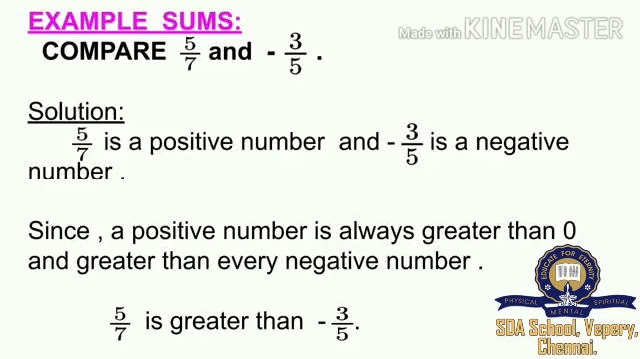For example, compare 5 divided by 7 and minus 3 divided by 5. 5 divided by 7 is a positive number, right? And minus 3 divided by 5 is a negative number. Since a positive number is always greater than 0 and greater than every negative number, 5 divided by 7 is greater than minus 3 divided by 5. Here you can easily identify that the negative number is the lesser one, right? The positive number is always the greater number.